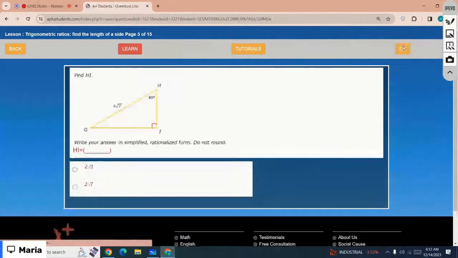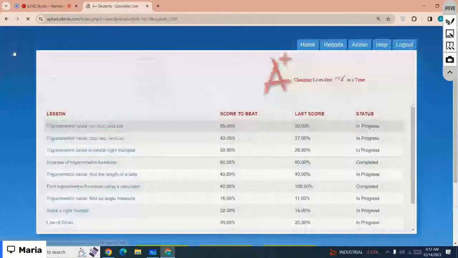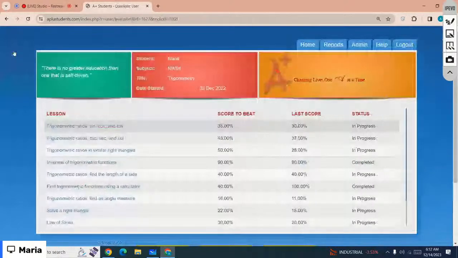Okay, you can complete the lesson by yourself later today. Let's move on to the next lesson. And the next lesson is find trigonometric functions using a calculator.